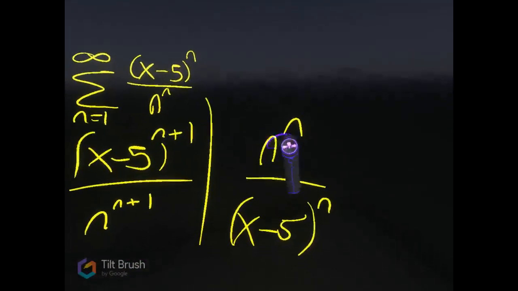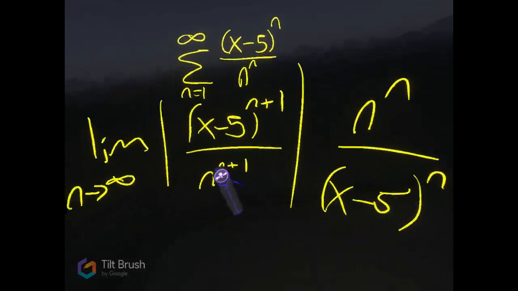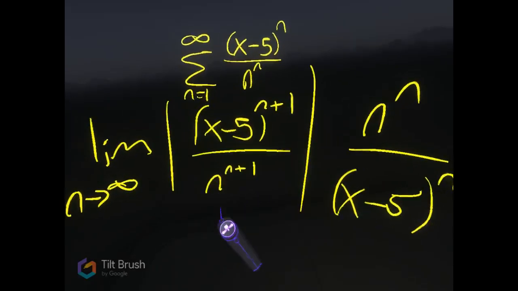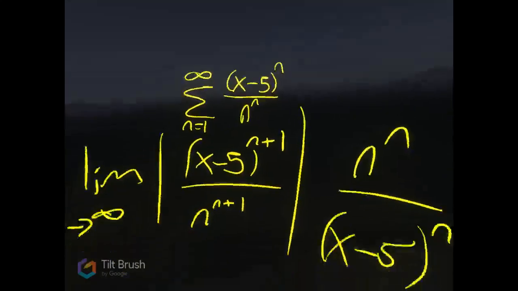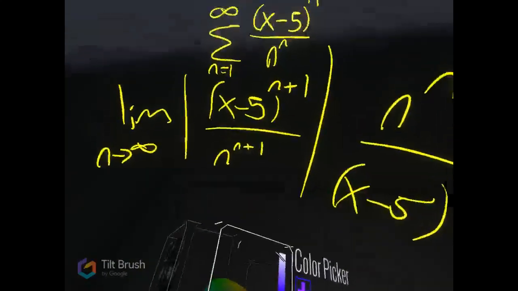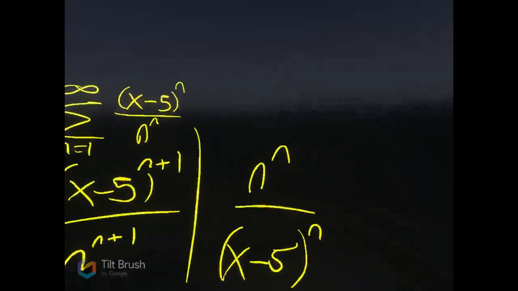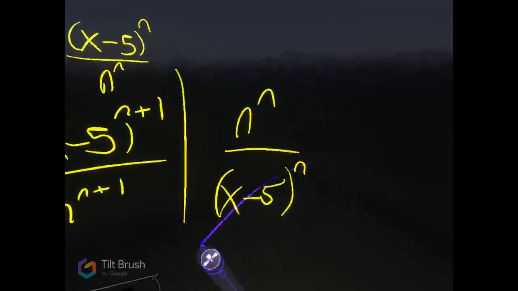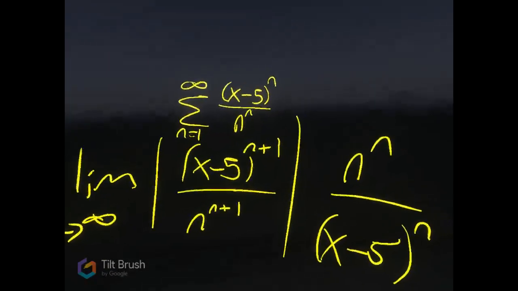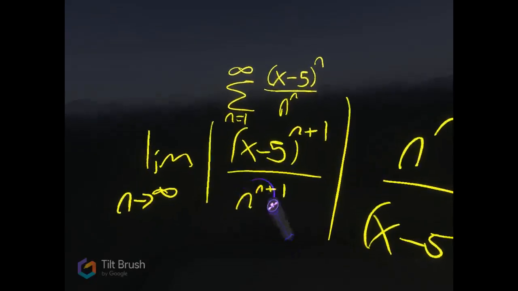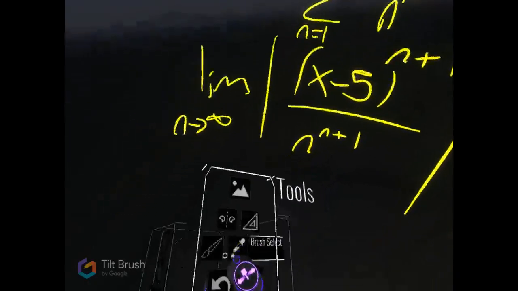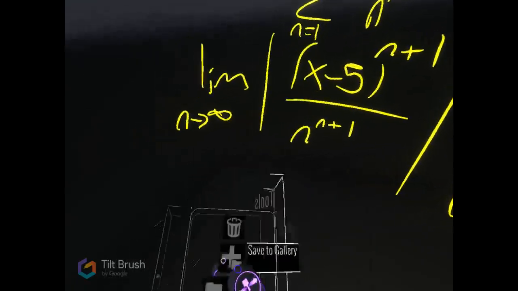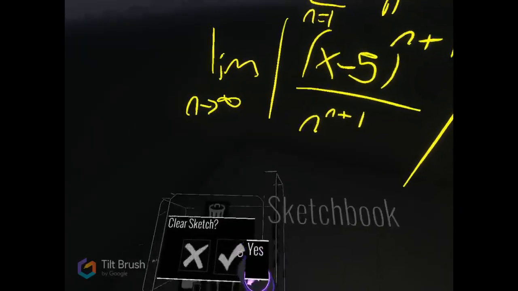So... No, don't do this. You do ratio test? Yeah. No, do root test. Oh, this won't work? See the n to the n plus 1 in the lower left? Yeah. No, the other one. That should be n plus 1 to the n plus 1. Oh, I see. Yeah, you're right. Just do a root test.